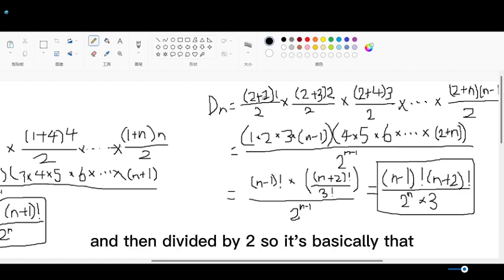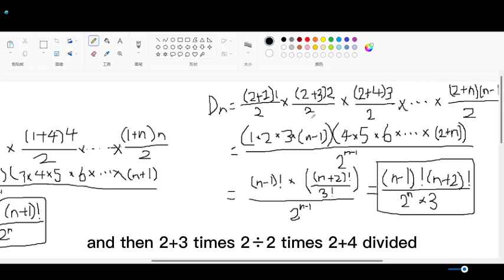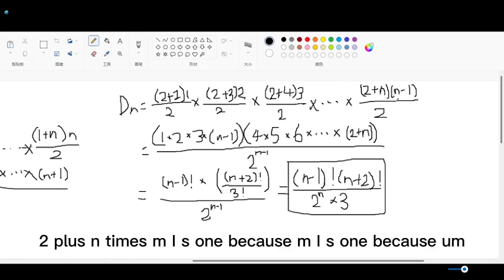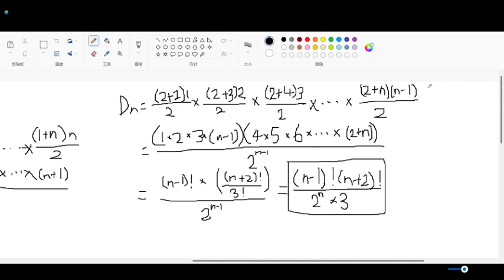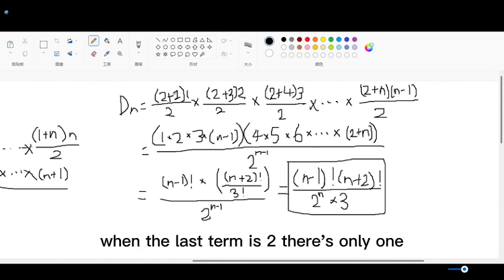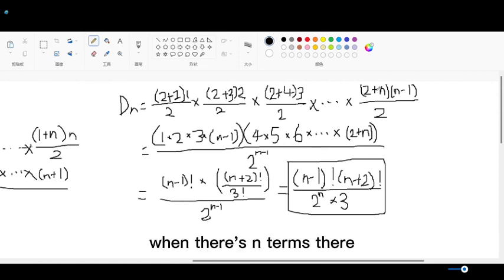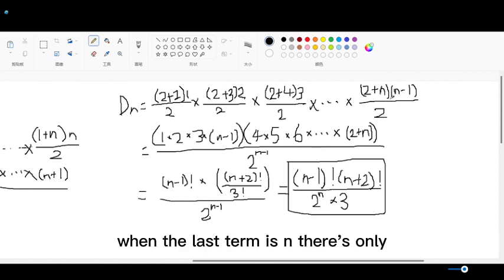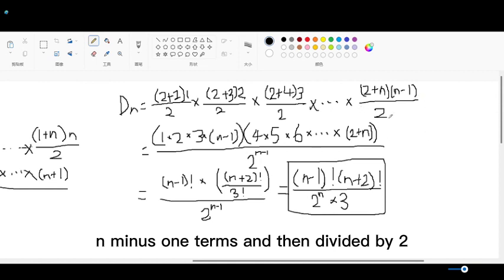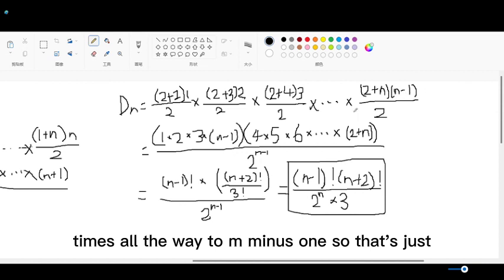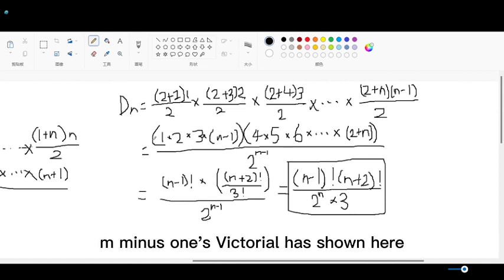So it's basically that, and then 2 plus 3 times 2 divided by 2, times 2 plus 4 times 3 divided by 2, times all the way to 2 plus n times n minus 1, because when the last term is 2, there's only one term. When the last term is 3, there's only 2 terms. So when the last term is n, there's only n minus 1 terms, and then divided by 2. If we take a look at that, it will be 1 times all the way to n minus 1. So that's just n minus 1 factorial, as shown here.